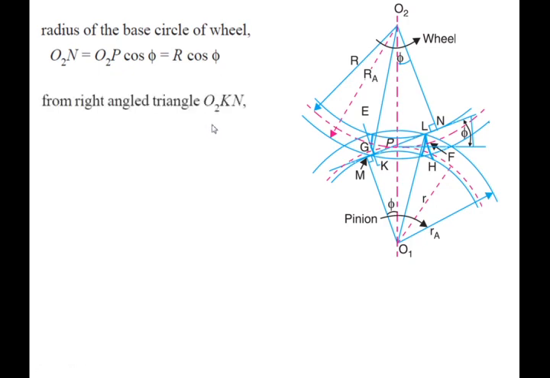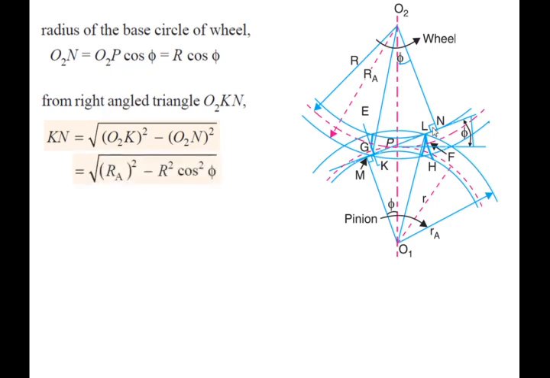And from the right angle triangle O2KN, this bigger triangle on the upper side, we have KN, the base of the triangle, equal to the square root of O2K square minus O2N square as per the Pythagoras theorem. O2K is our capital RA and for O2N we have found the relation here, R cos phi. So substituting the values, it will be the square root of RA square minus R square cos square phi.